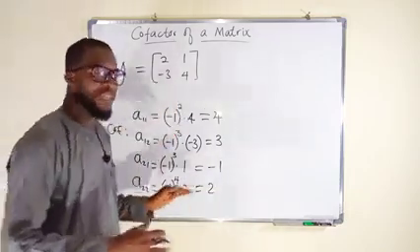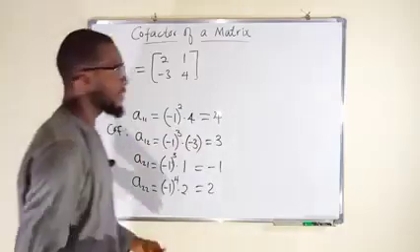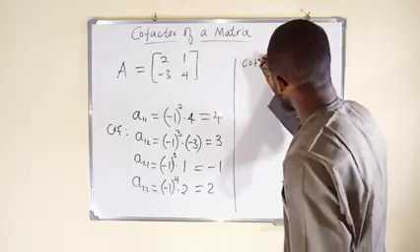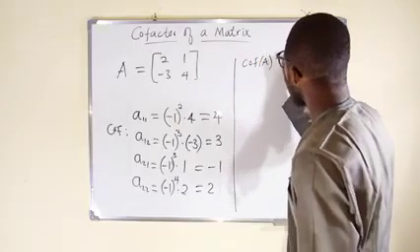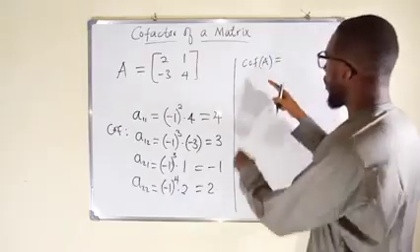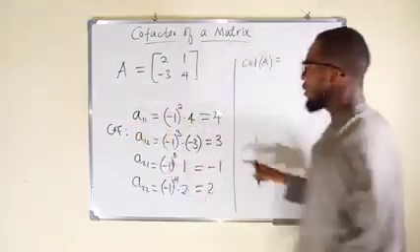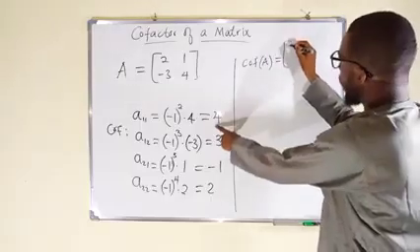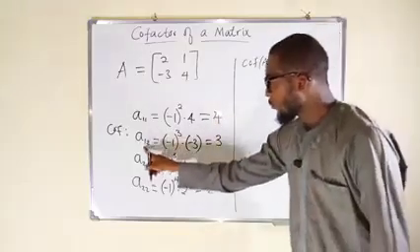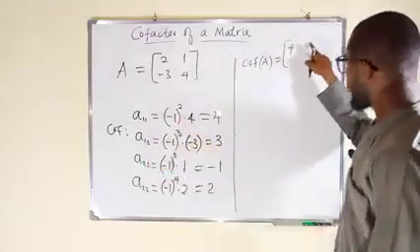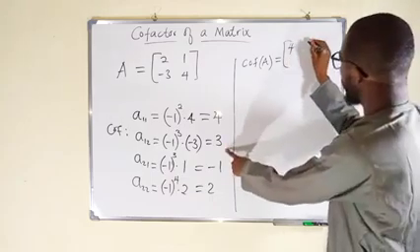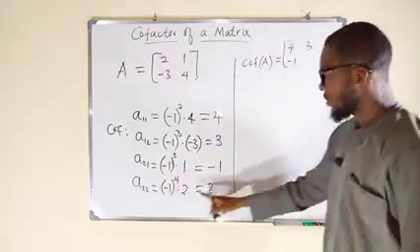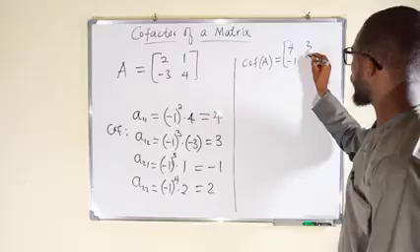So now we are going to substitute them back into their corresponding positions. All right, the cofactors of this matrix A will now be equal to the cofactor of A11 is 4. You know, A11 is the first row, first column element, which is now 4. First row, second column is 3. Second row, first column is -1. Second row, second column is +2.